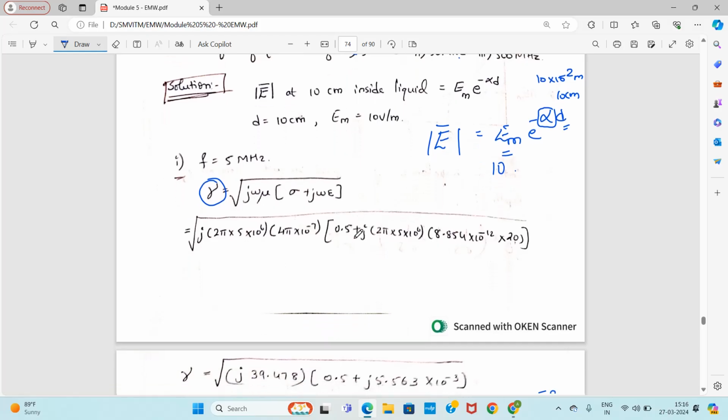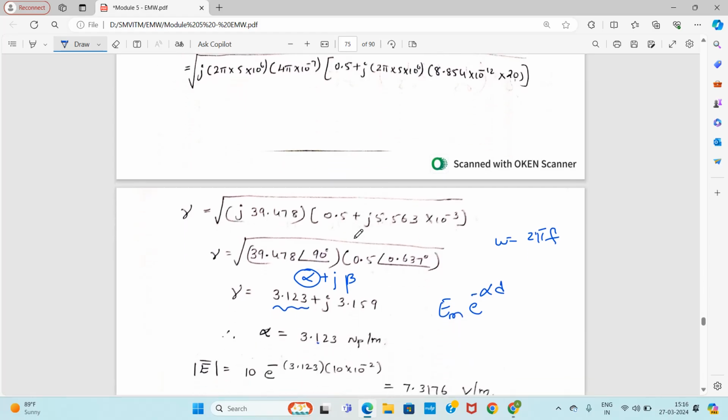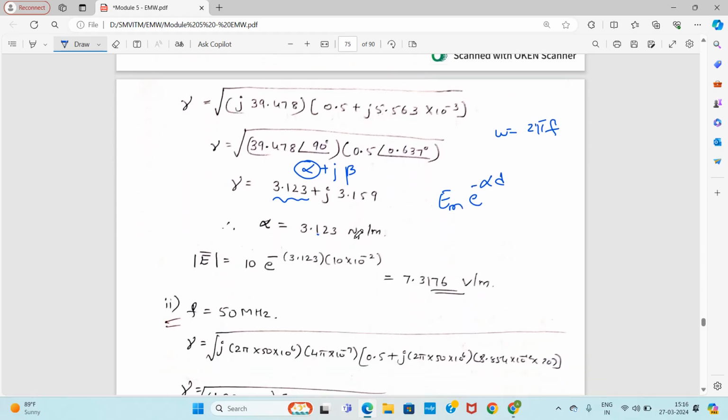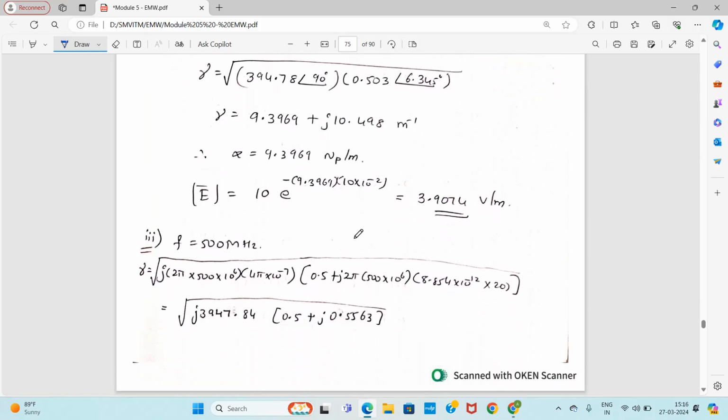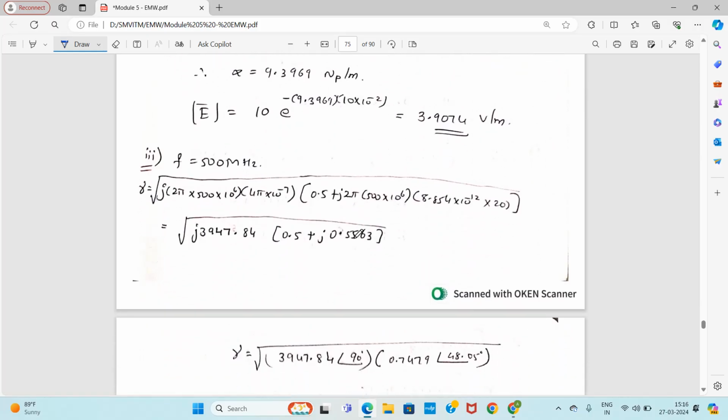Okay, so pause the video and you can check how it is done. You can simplify it yourself and see if you're getting the same answers. Okay, so this is how you find out the actual amplitude at different frequencies at a certain distance.